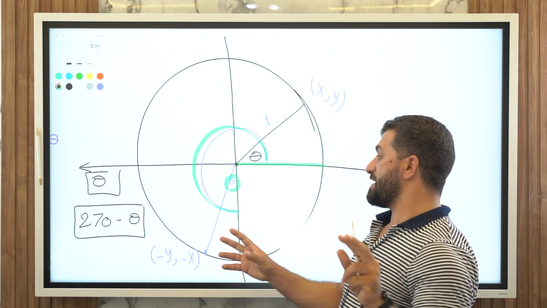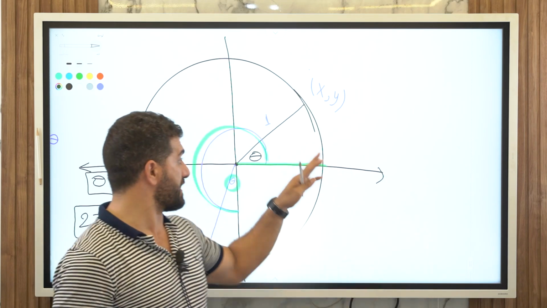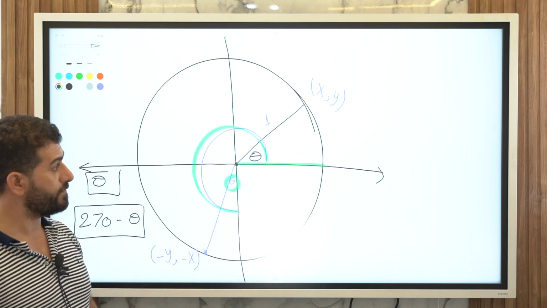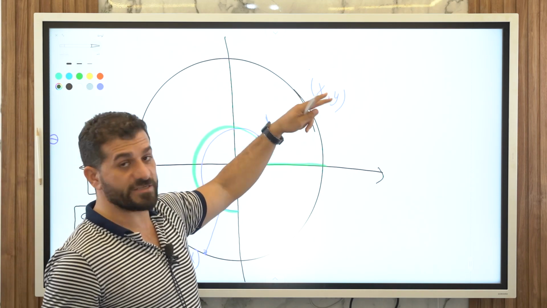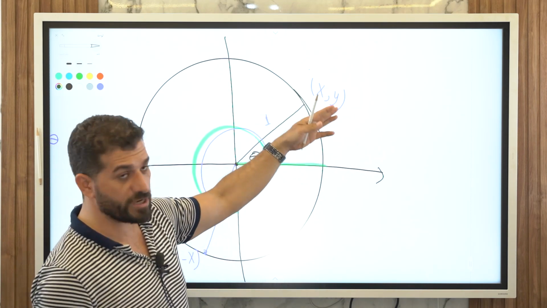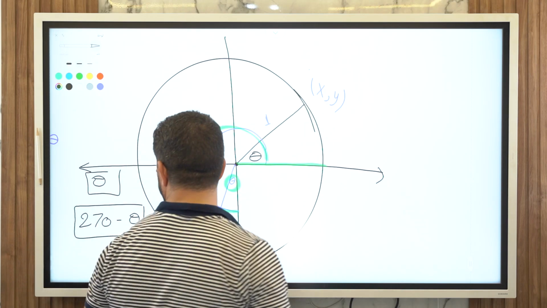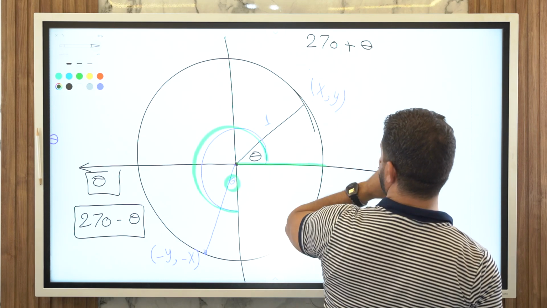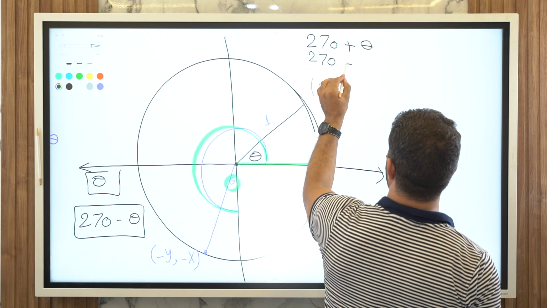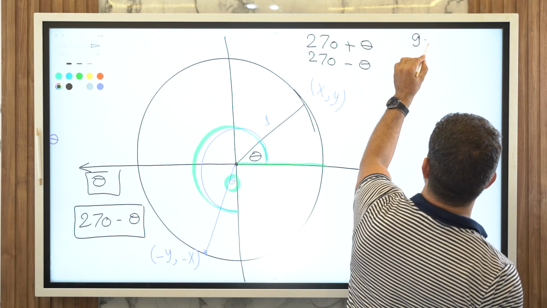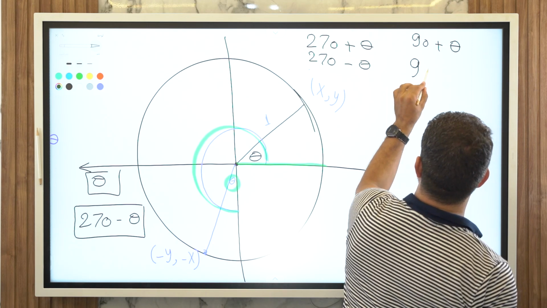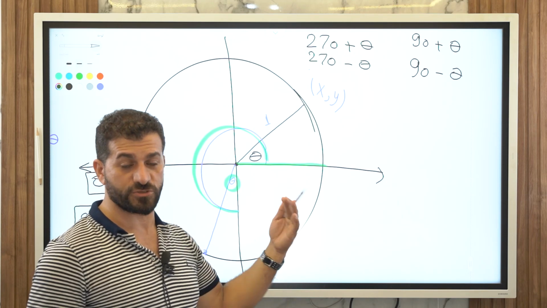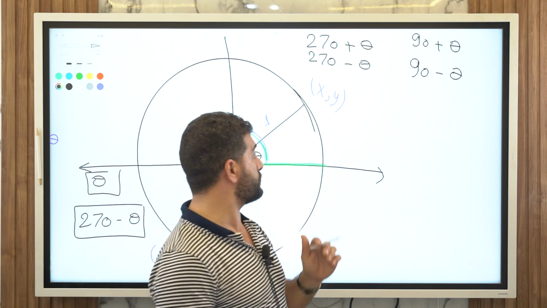Okay? As you see here, x has been changed into y, and y changed into x. Don't care about the sign now. But what I want to say is that sine is going to be cosine and cosine will be sine. So 270 plus theta and 270 minus theta, 90 plus theta and 90 minus theta, all these angles change from sine into cosine and from cosine into sine.